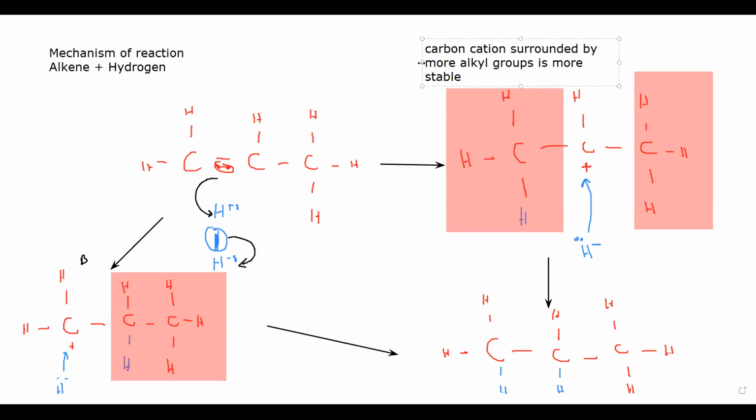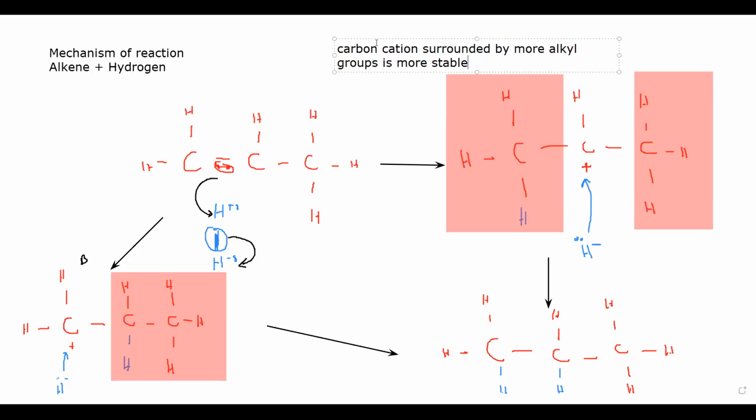So the carbon cation which is surrounded by more alkyl groups, you can see two alkyl groups or two carbon chains are attached. Here one carbon chain is attached. So for the major, this will happen. This will happen for the minor. Means some of the molecules will undergo bond breaking like this, but most of the molecules, the majority, will break in this manner.